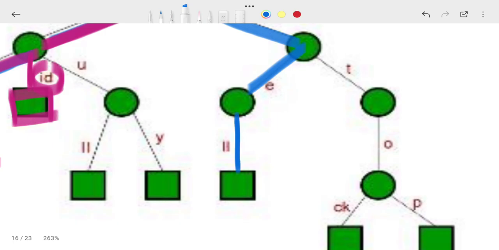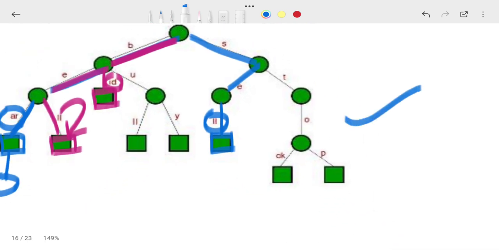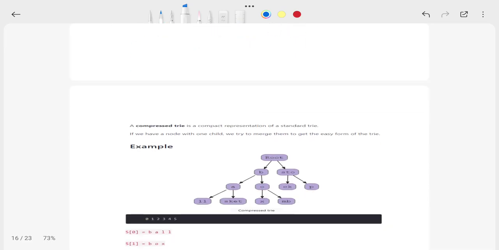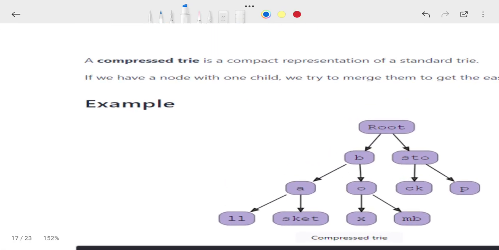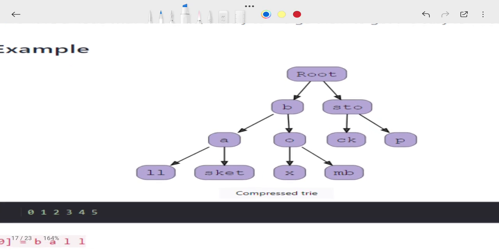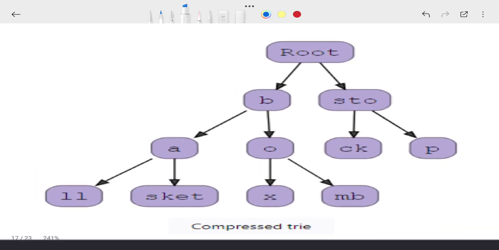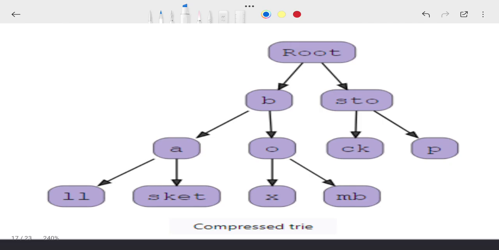You can see this comes one time and there is no other branch, only one branch. So I will take this in one node. Similarly for the others. This is the meaning of my compressed trie. I have a beautiful example. Suppose I have this example. This is my root, and I have B, A, L, L written in one node.